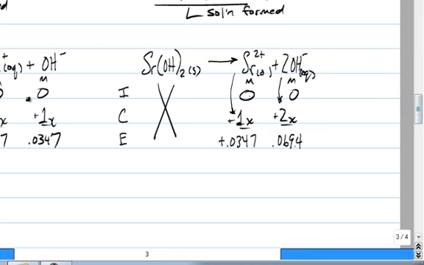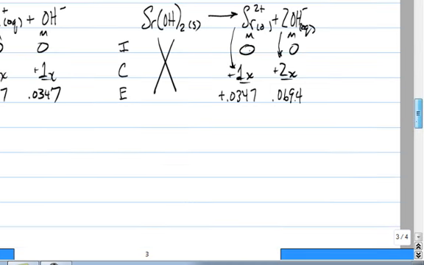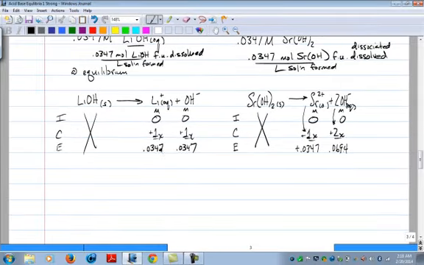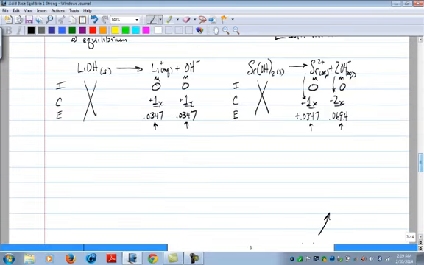So since we have 0.0347 moles of formula units per liter of solution, that's going to give rise to 0.0347 molar lithium at equilibrium and the same concentration for the hydroxide. Whereas for the strontium hydroxide, you get twice the value of the strontium cation aqueous concentration than you do for the hydroxide concentration. So we're interested in pH, from pOH we can get the pH.